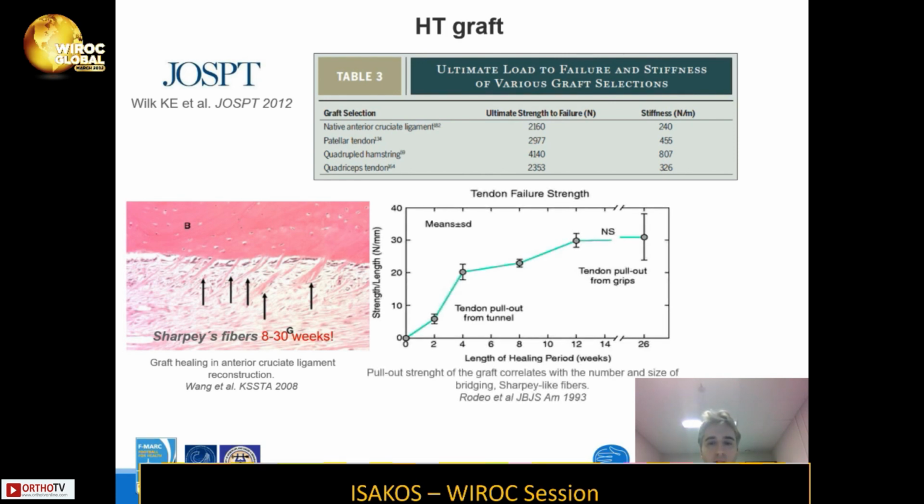And if we look at this figure, the pull-out strength of the graft correlates with the number and size of bridging Sharpey's-like fibers, which is complete at 3 months postoperatively. So probably during the first 3 postoperative months, there is a higher likelihood of graft slippage in the hamstring tendon group compared with the bone patellar tendon bone group, where the healing occurs much faster.